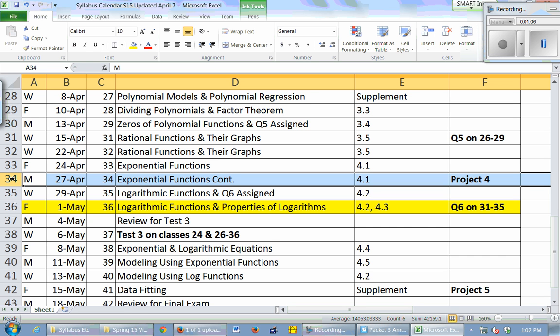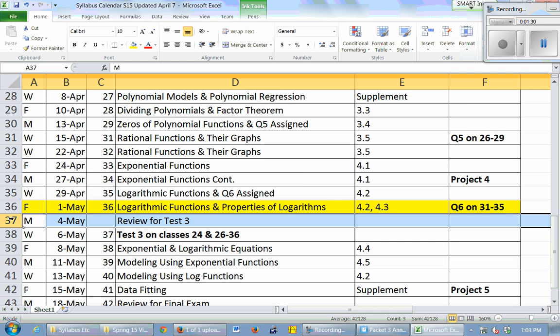Project 4 was due Monday. I only got like 8 of them. So don't forget that you have a week to get that in. You could still give that to me Monday for a 10% penalty. We didn't hand it in yet. That's the student ID number.